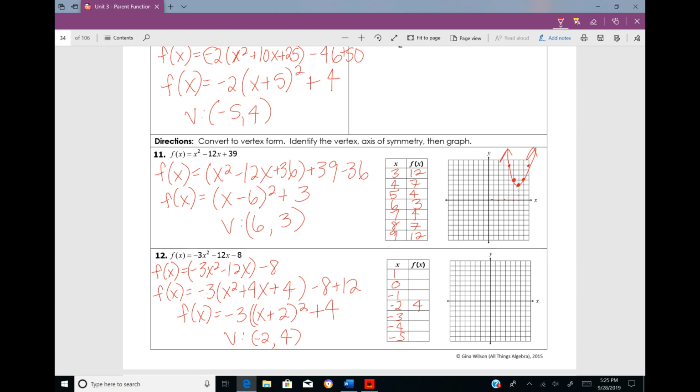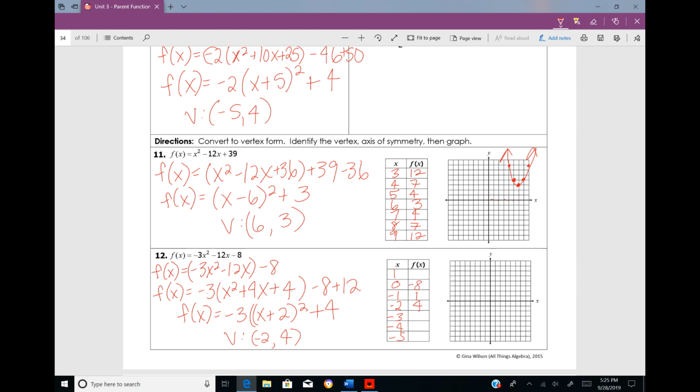Alright, so let's start with negative 1. If we put that in, we get negative 1 plus 2 is 1 squared. It's still 1 times negative 3 is negative 3 plus 4 will give us 1. At 0, we're going to get 2 squared, which is 4, times negative 3 is negative 12. Negative 12 plus 4 is negative 8.